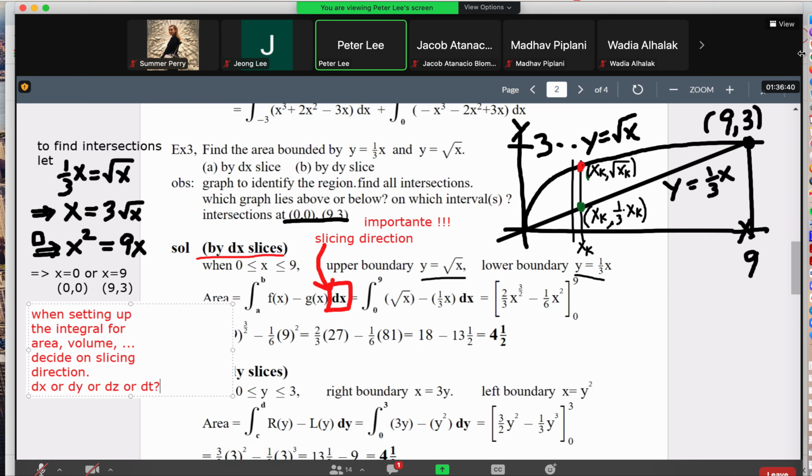Then you actually cut the work in pieces, and then you slice it by time, or dt. Or it could be anything else. Again, the slicing direction is very important. So in this case, dx slicing.